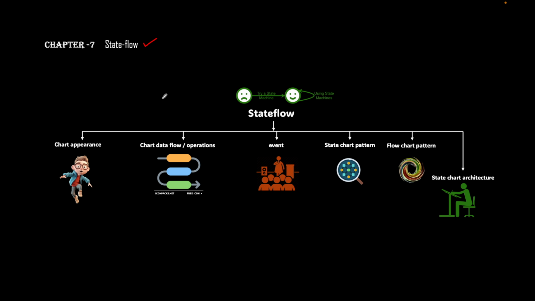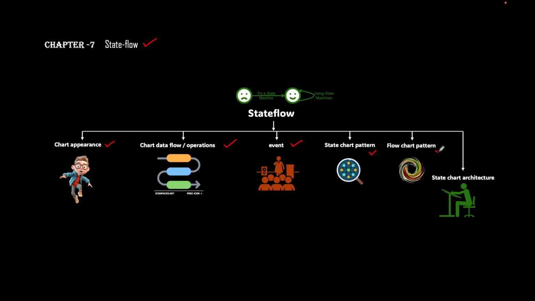So this entire segment is being divided into 6 parts. So first is the chart appearance. So it is somehow similar to Simulink appearance. Then chart data and flow operation. Then we will be seeing event, how you should organize event in a Stateflow chart, and different chart patterns. So what are the state chart patterns that are available and how we should use them in the MAAB guideline.